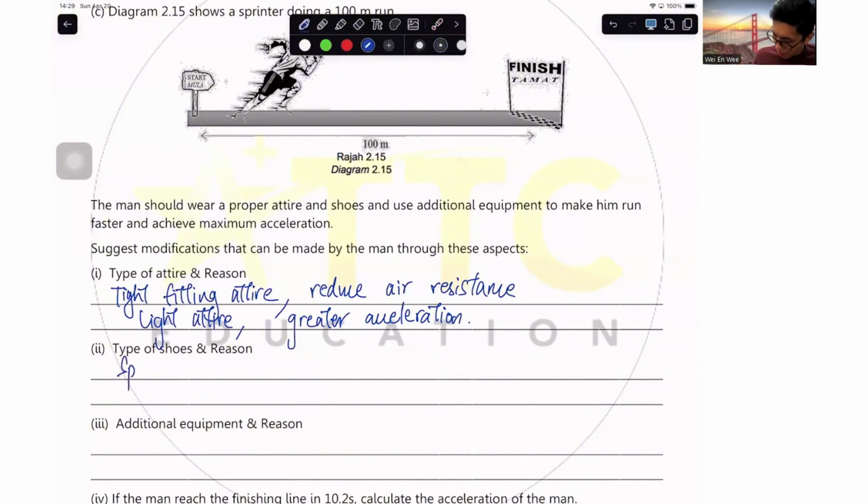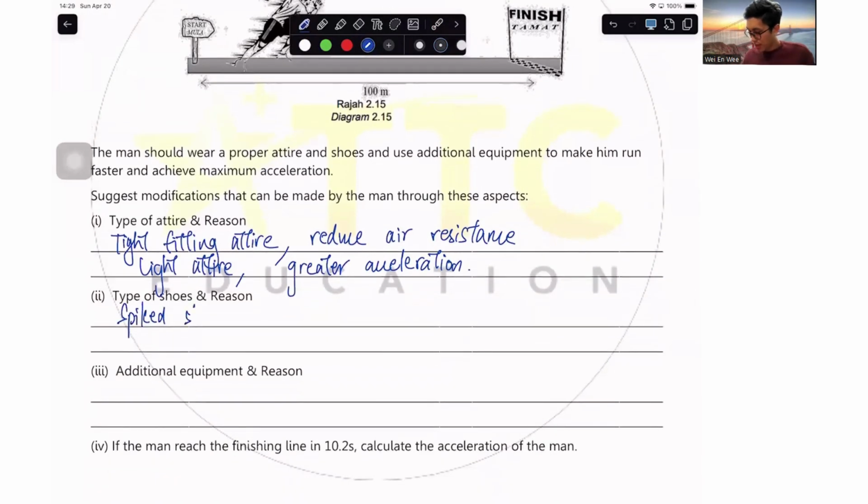So, spiked shoes, either you write spiked shoes or you write shoes with spikes, also can. The reason is so that you can have better grip. The spikes can go into the ground and then give you a better grip. Now, if you want to write light shoes, also can. Again, same thing: greater acceleration.